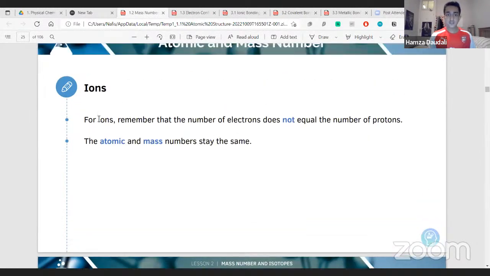For ions, then, remember that the number of electrons doesn't equal the number of protons, but the atomic and mass numbers should stay the same because it's only about the transfer of electrons through the structure.